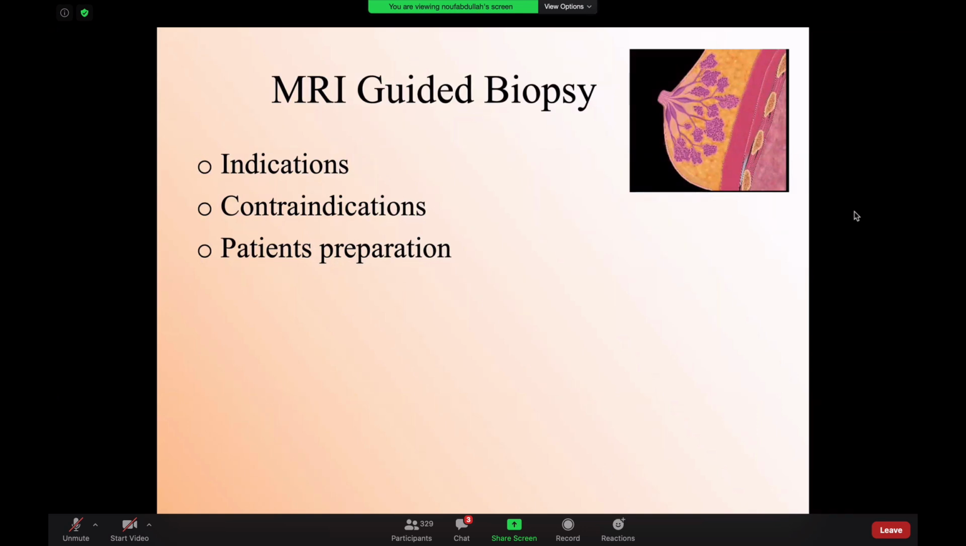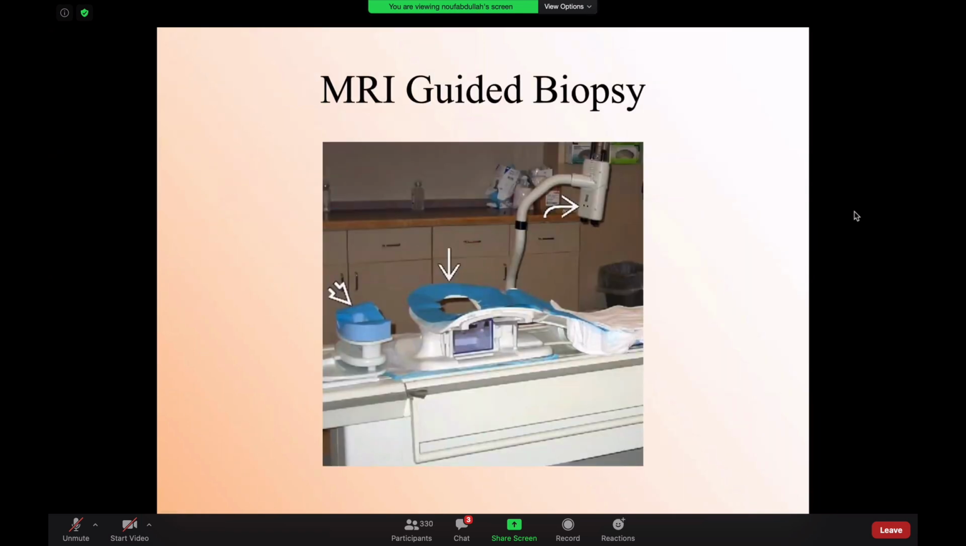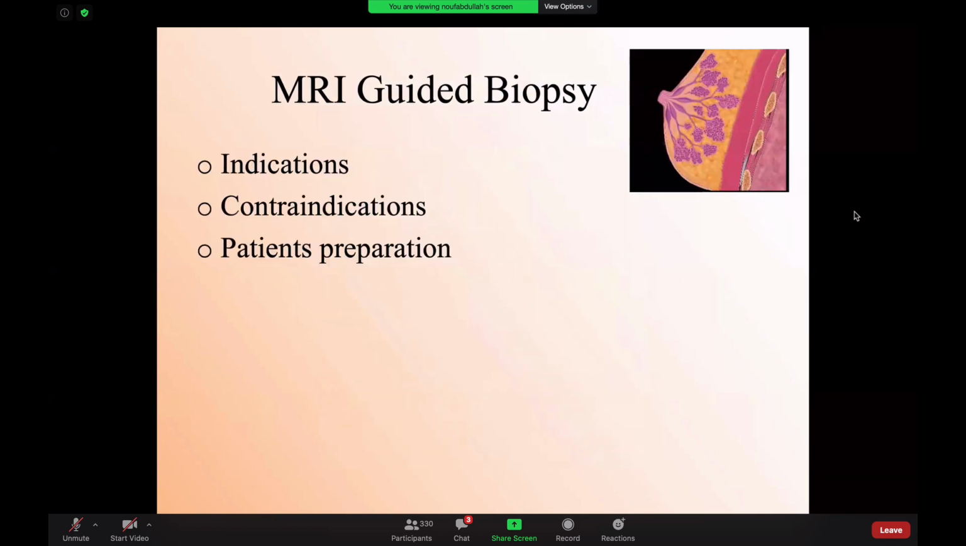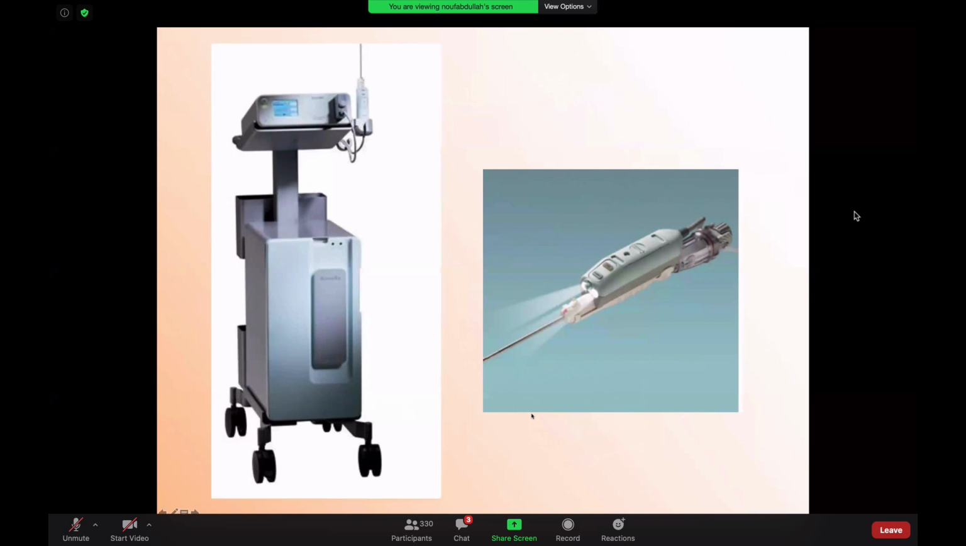MR-guided biopsy, what is it used for? It is used usually for a lesion that is visualized only with MRI. The preparation is very similar, guys, to the vacuum-assisted biopsy because we use the same thing. The needle that we use in MRI-guided biopsy is the same needle that I showed you here to be utilized in ultrasound vacuum-assisted biopsy. However, the needle used is usually MR compatible, but it's the same device.